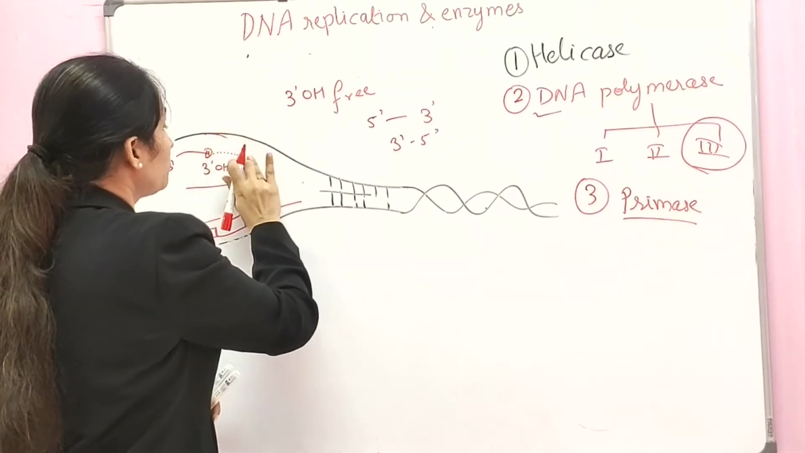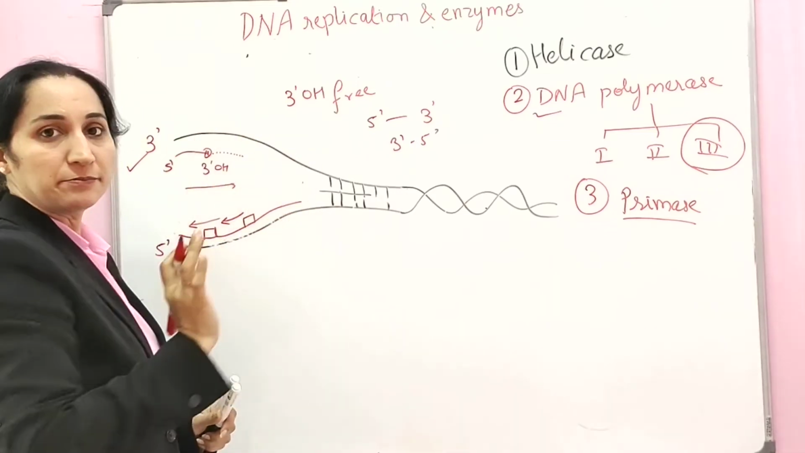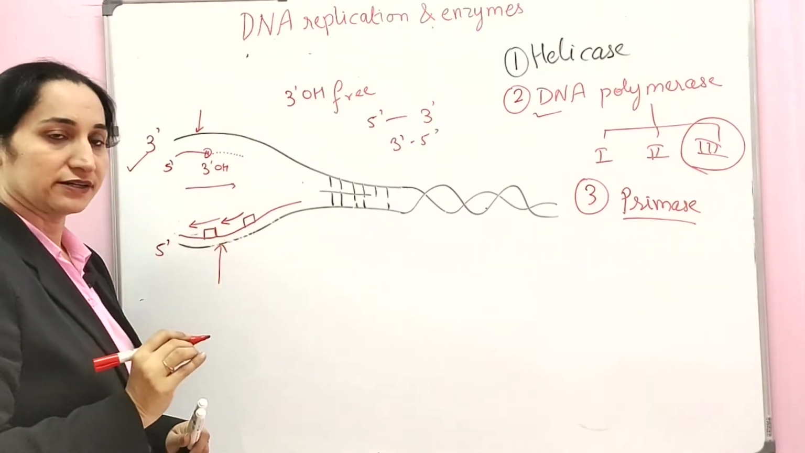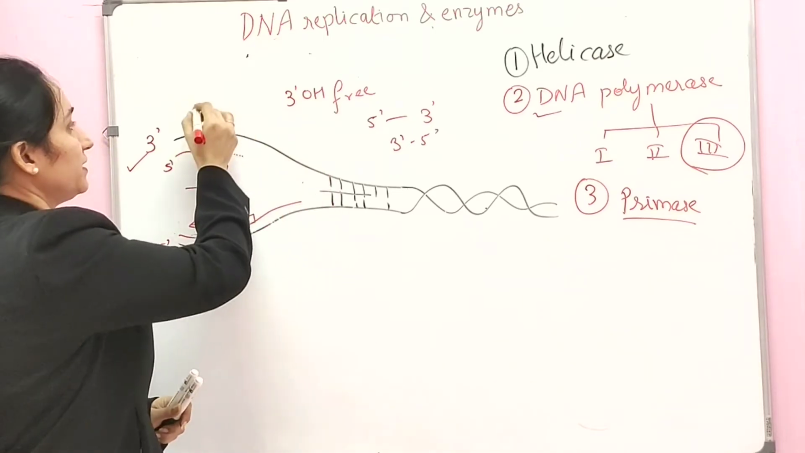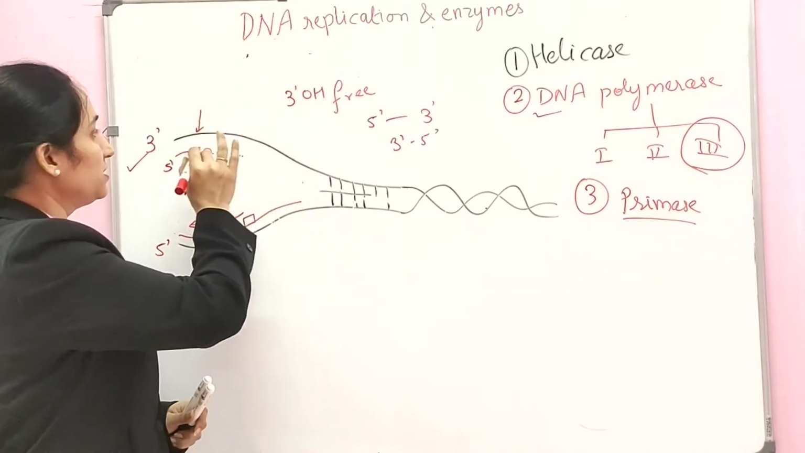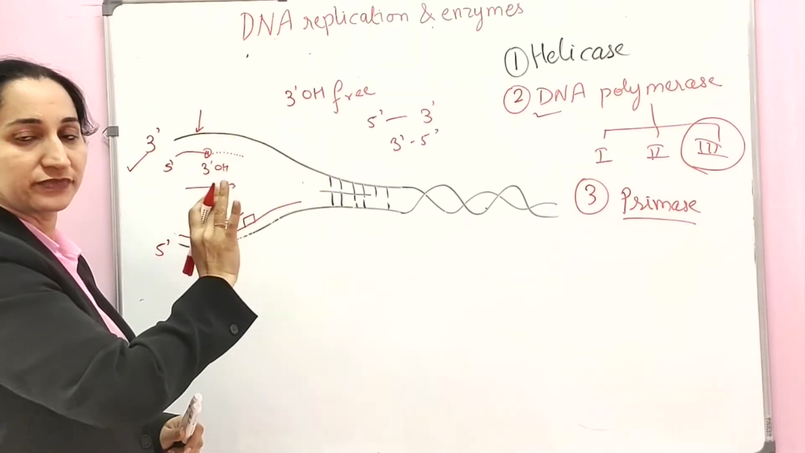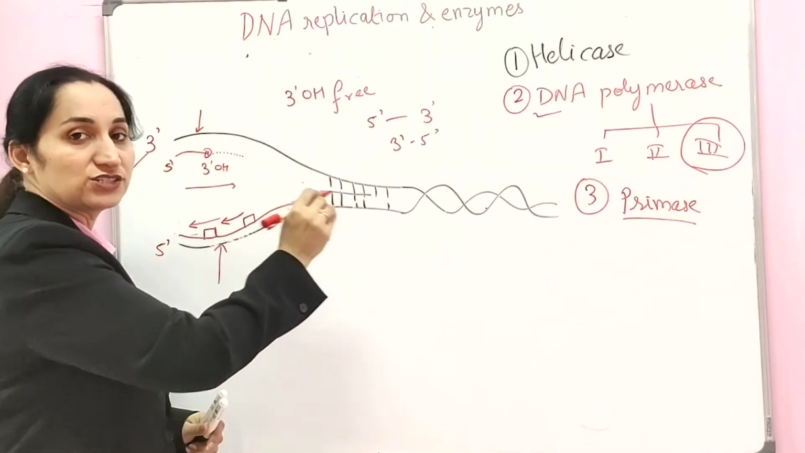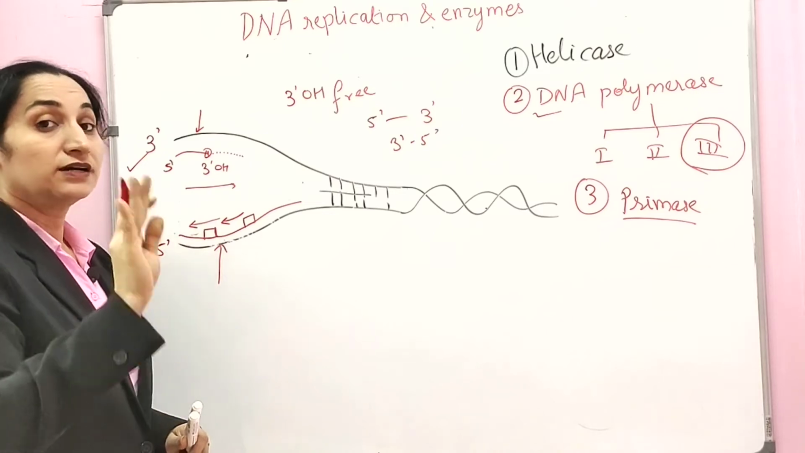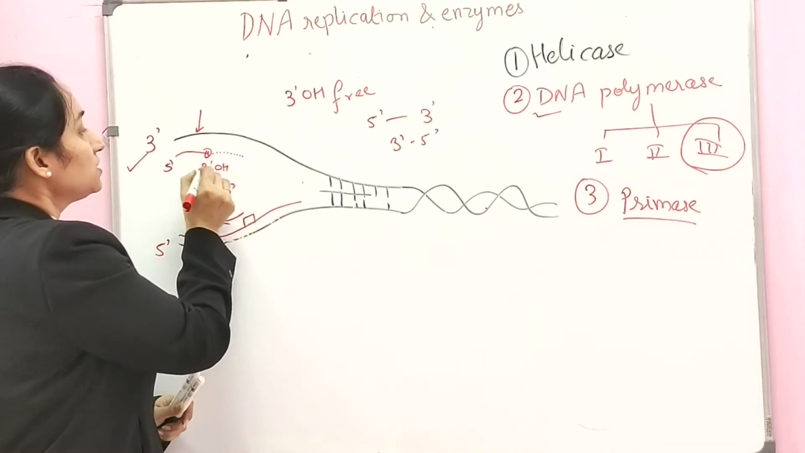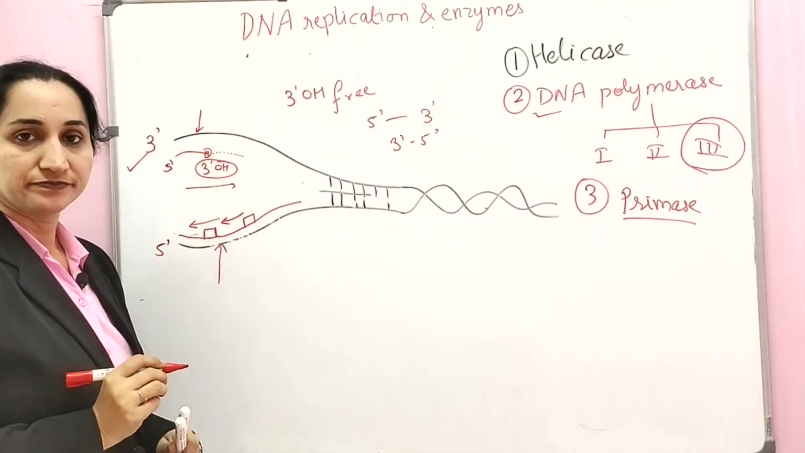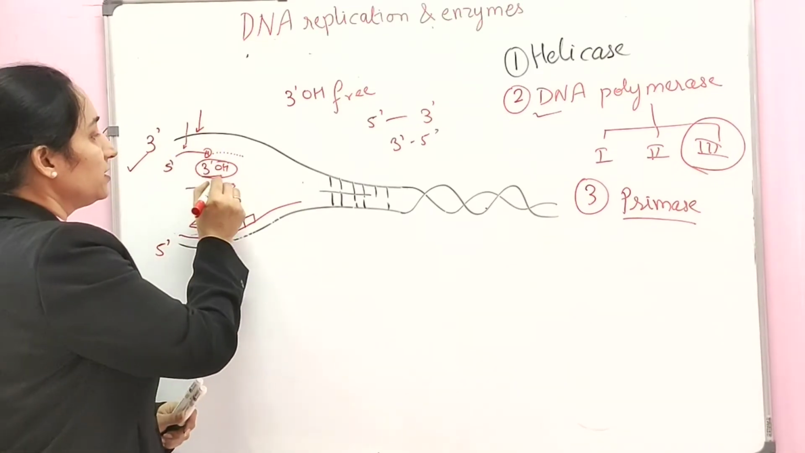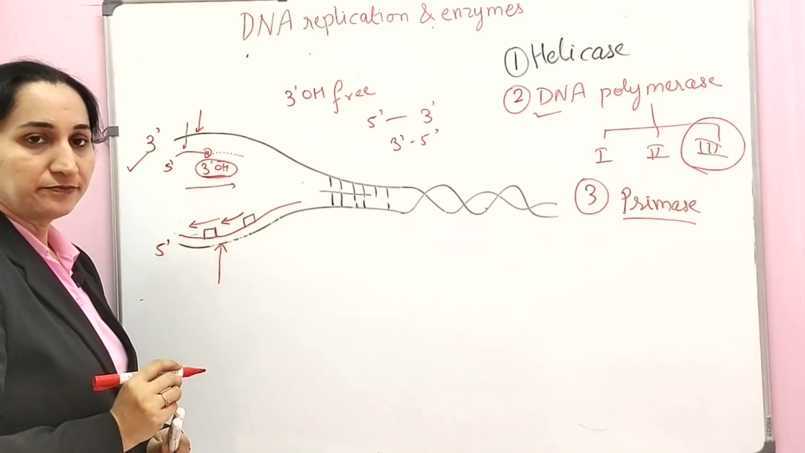Now DNA polymerase 3 also needs a template. We have a template here. We also have a template here, right? So the first thing is that DNA polymerase 3 needs a template. We have it, right? The second main thing is DNA polymerase works in the 5-3 direction. The third one is it needs a 3-OH free end, right? So the primer is there to give it a 3-OH free end.